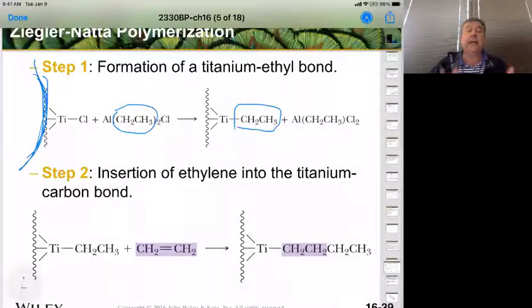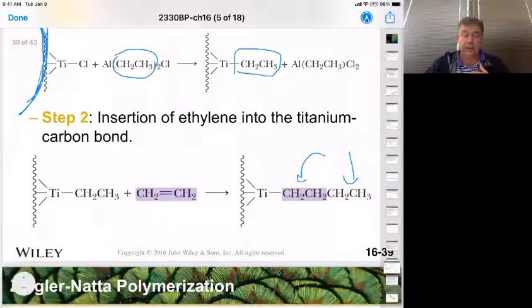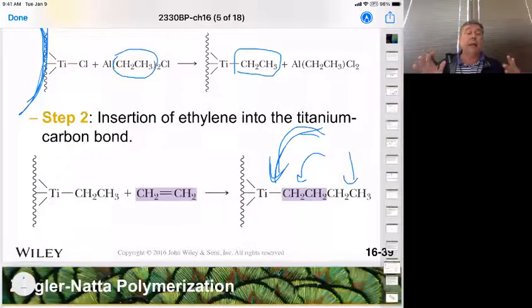Now, that titanium-carbon bond is reactive enough to insert another molecule of ethylene in between the titanium and the carbon bond. So this was the end of our chain, and we just had the next monomer unit add to it. But we didn't generate a radical, so there's no backbinding. Okay, so then you can just keep inserting ethylenes in between this titanium and carbon bond until you get very, very long chains with less branching.